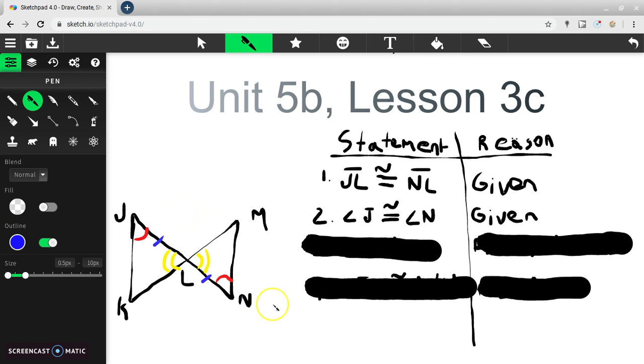Angle J and N are equal. That's what's given. That's what I already said was given. So that proves what's in the red. Now we need to prove what's in the yellow. You have to come up with that yourself because it's not given.